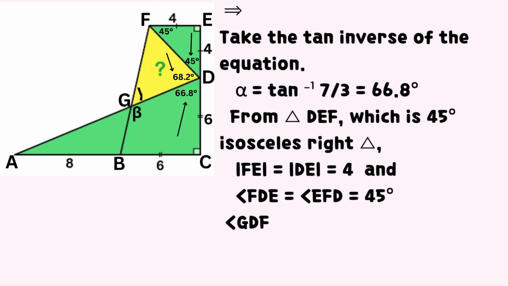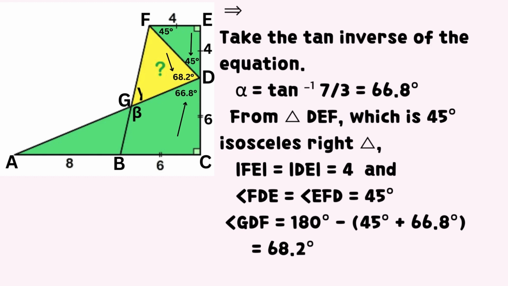From triangle DEF, which is a 45 degrees isosceles right triangle, line FE equals line DE, which equals 4. Angles each equal 45 degrees. Thus, angle GDF equals 68.2 degrees.